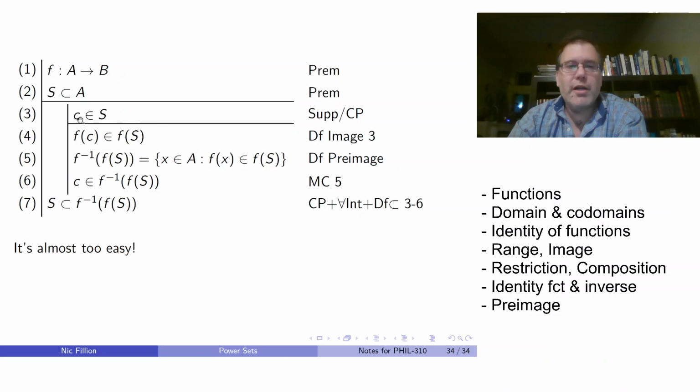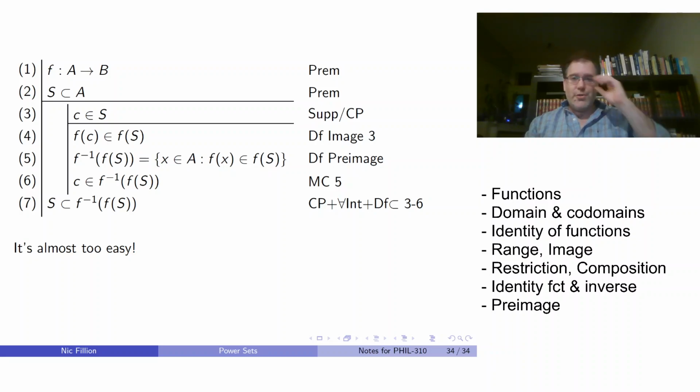But now 4 is my membership condition on line 5, right? So now I have C, an element of A, and F, and I know that F of C is in F of S. That's my membership condition. Both parts are satisfied, and that means C is in the inverse image of the image of S. Almost too easy, isn't it? So that's what we have here.